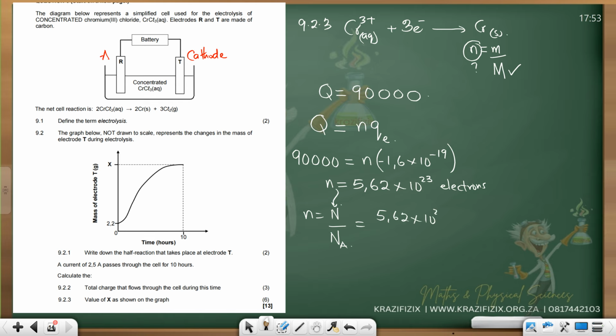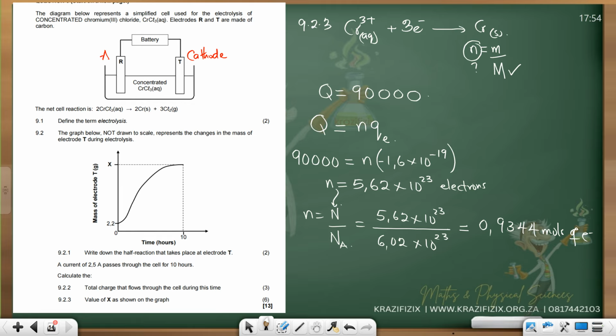5.62. Now, what is my Avogadro's constant? 6.02 times 10 to the power what? 23. This gives me the number of moles. What's your number of moles? 1125. Are you sure? 1125 over 120. Okay, give me the decimal. 0.9344 what? Moles of what? Electrons. It's exactly that stoichiometry that I told you they will ask you.